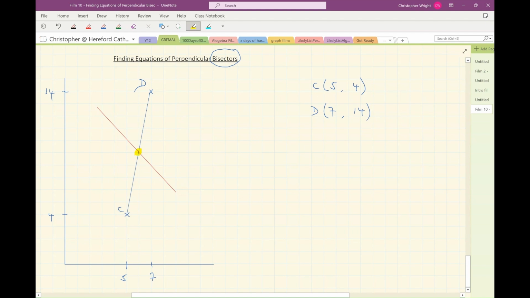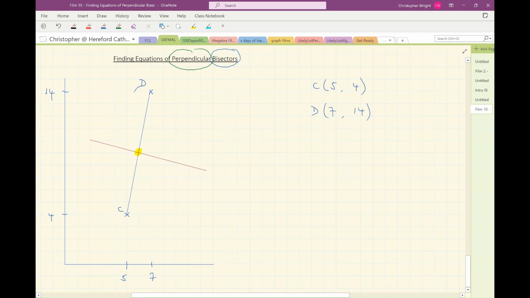Okay. Now, secondly, of course, it is a perpendicular bisector. So that red line there, it may well bisect CD, but it doesn't bisect it at right angles. So that red line is not the perpendicular bisector. It's just any old bisector. So instead, let's have a think about what that perpendicular bisector would look like. Well, it's got to go through the midpoint, through that yellow point, and it has to be at right angles to the line. So it's going to look more like that.